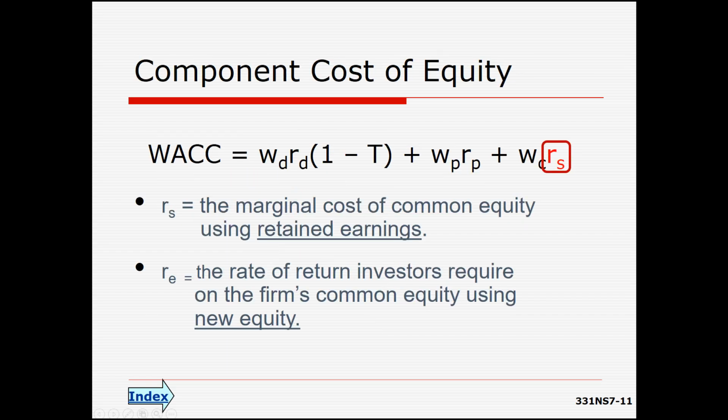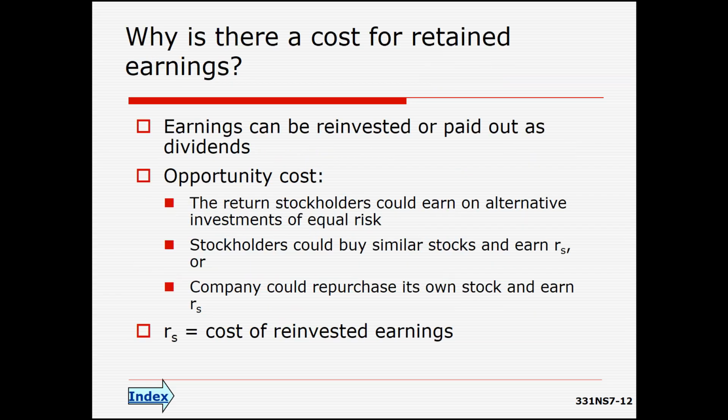The last component cost of capital, equity. Equity can come from two sources. RS is the cost of retained earnings. RE is the cost of new equity. Recall that retained earnings belong to the shareholders. They just aren't paid out as dividends, but retained to reinvest in the firm.